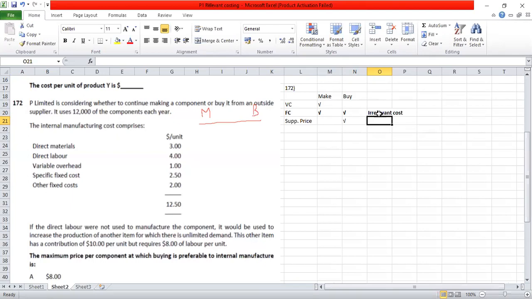If the direct labor were not used to manufacture the component, it would be used to increase the production of another item for which there is unlimited demand. This other item has a contribution of 10 per unit but requires $8 of labor per unit. So if we were to take a decision about make or buy, in simple terms, we just have to make a comparison between the variable cost and the supplier's price.